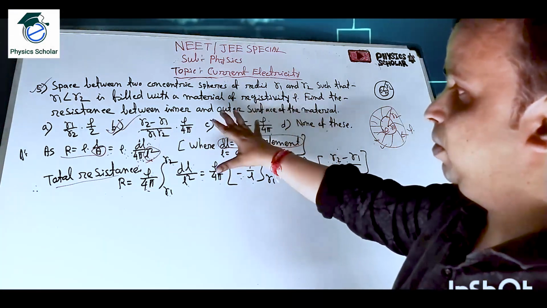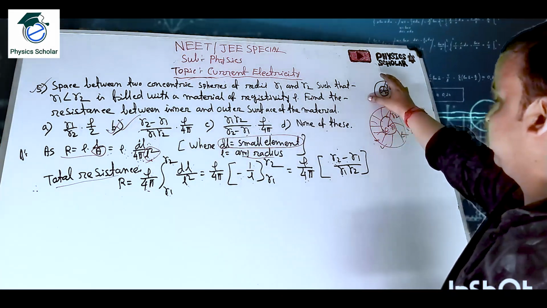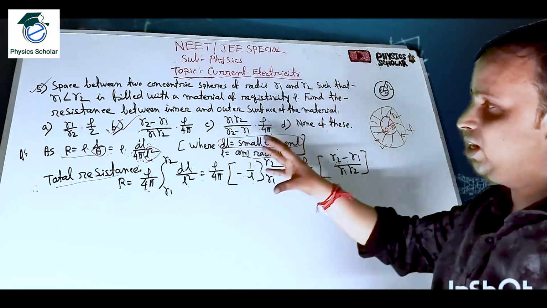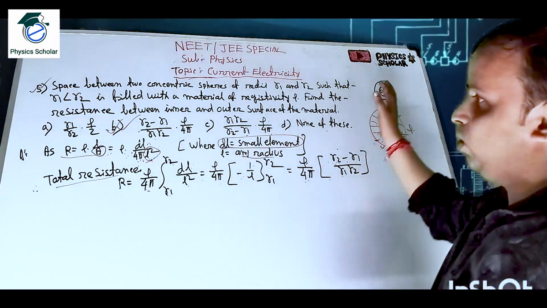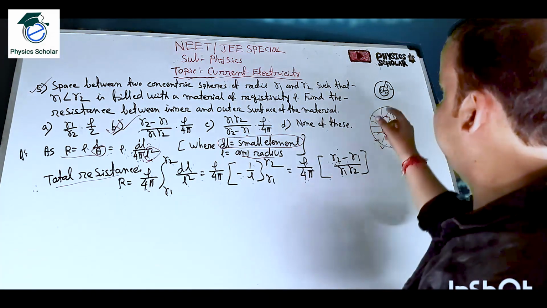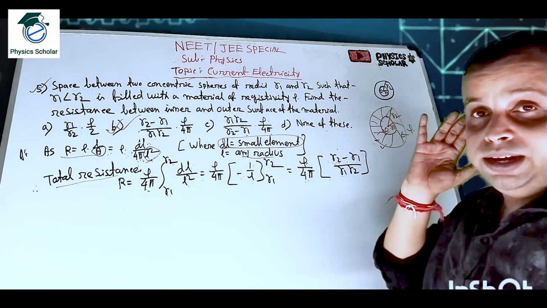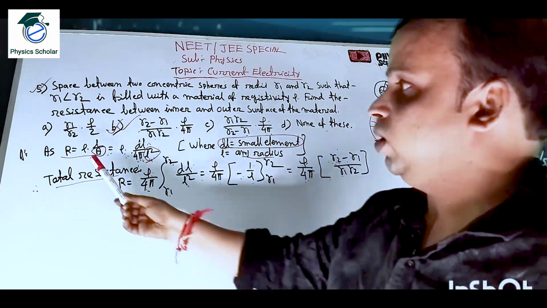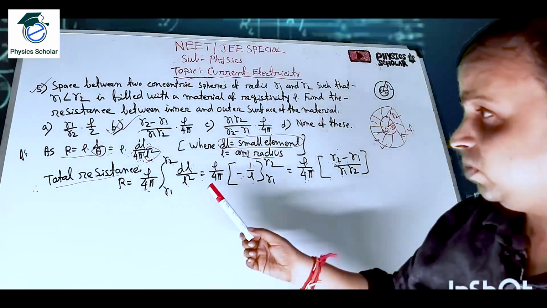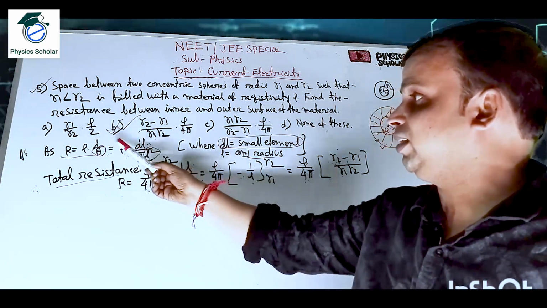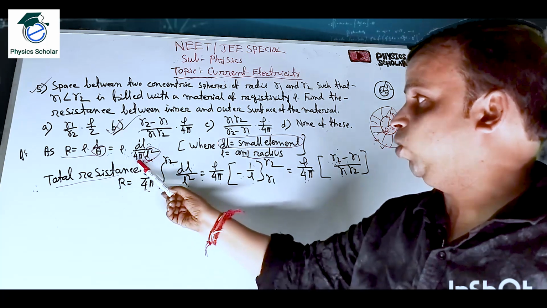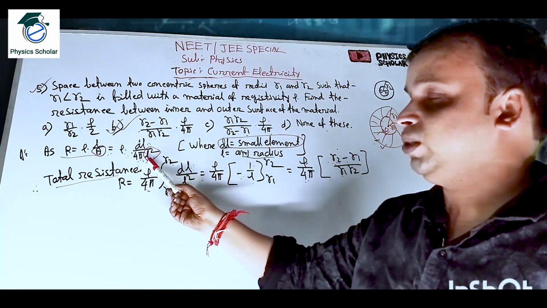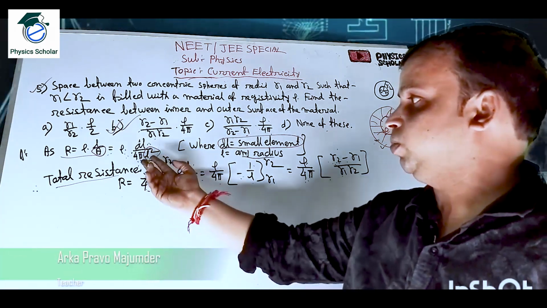So once again I am explaining. Suppose these are the two concentric spheres, R1 and R2 are the two radii. R1 will be less than R2. That means the internal sphere is R1 and the external sphere will be R2. Clear? So what do we know? R is equal to rho into L by A. For the small length it will be dl, and the area is 4 pi l square, where L is the radius of the sphere.